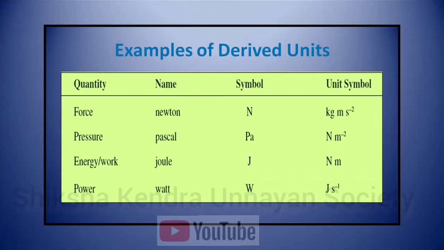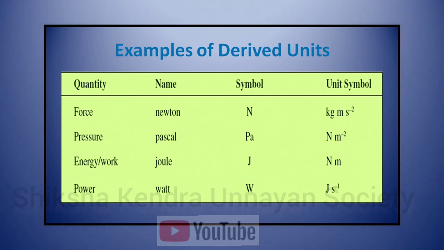Here you can see meter is the unit of length and second is the unit of time, as the formula for speed or velocity is displacement by time or distance by time. Displacement or distance is length, so we have used the unit meter, and for time we have used the unit second. So here this unit is a derived unit. You can see on the screen examples of many other derived units.